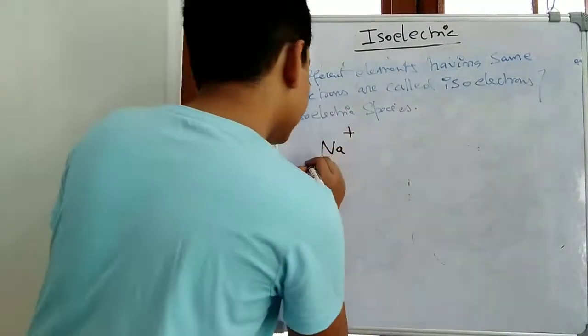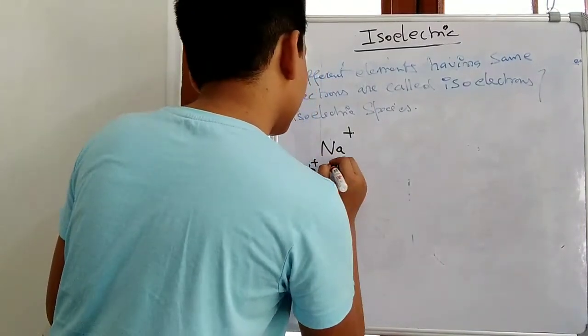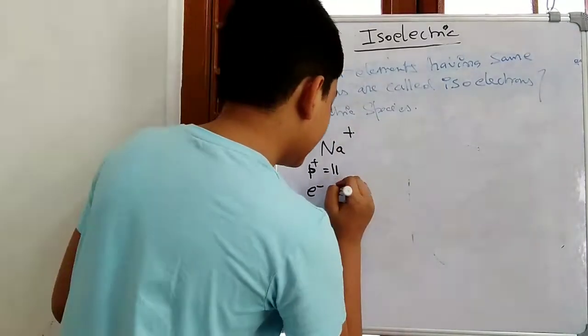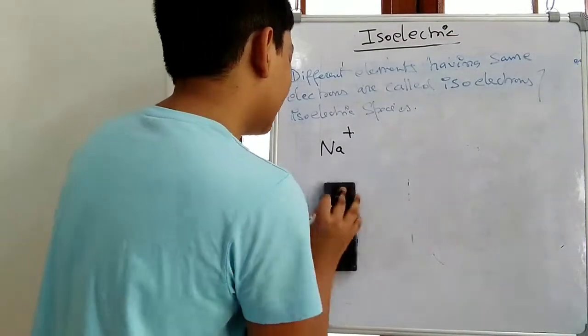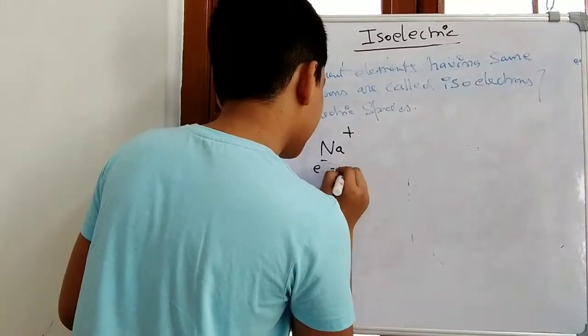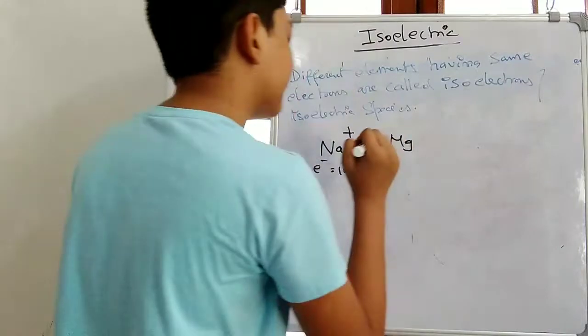So the number of protons here will obviously be the same, but the number of electrons, which are negative, will become 10. Let us erase the protons; we don't need them. Electrons are what? 10. Did you get it? Sodium ion has 10 electrons.